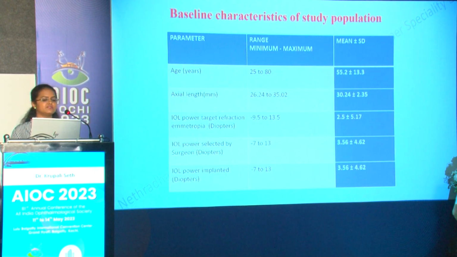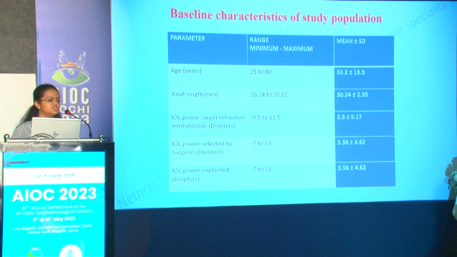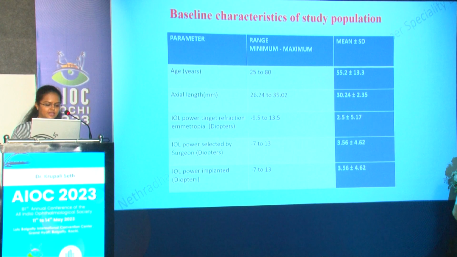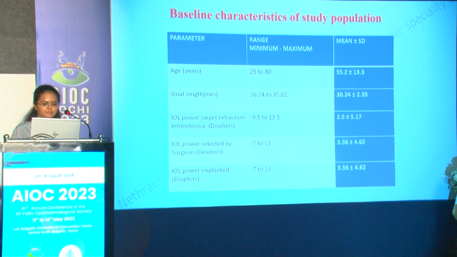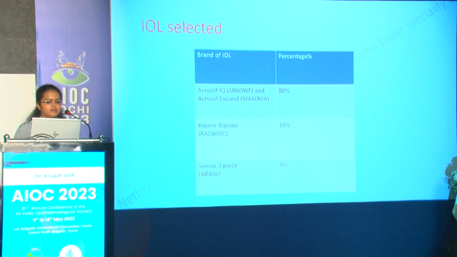The baseline characteristics of the study population: the age group was between 25 to 80 years. The axial length of all these patients was more than 26 millimeters, between 26.24 and 35.02. The IOL power for target refraction of emmetropia was -9.5 to 13.5, and the IOL power selected by the surgeons was between -7 to +13 diopters. The IOL power implanted was the same. Without any financial interest, in 80% of the cases the Acrysof IQ and Acrysof Expand were used, in 16% of the cases the Rayner Raven was used, and 4% of cases had the Sensar 3-piece.